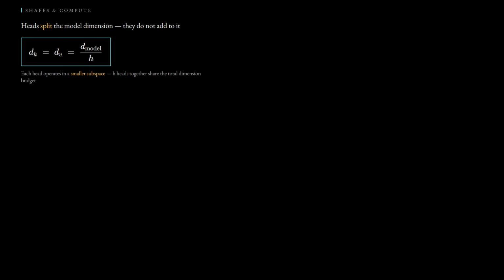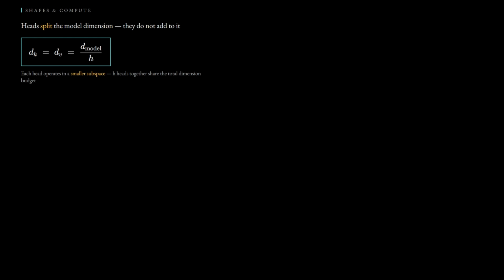A natural question after seeing four heads run in parallel is whether the computation becomes 4 times more expensive. The answer is no, and the reason is in the dimensional formula. This slide shows exactly why multi-head attention is as efficient as it is. The formula is dk equals dv equals d model divided by h. The per-head dimension is the full model dimension divided by the number of heads.